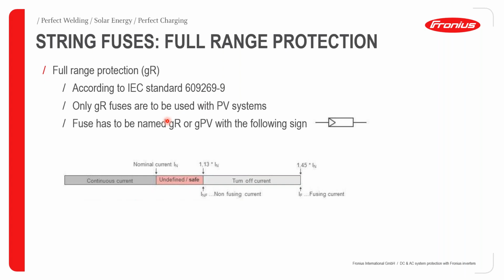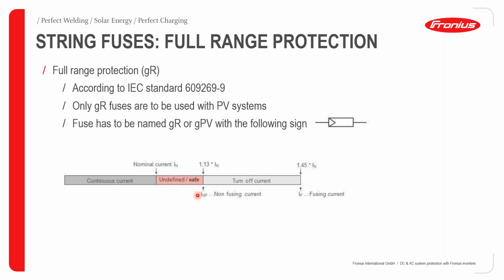So it is of course recommended that only gR fuses are to be used. gR rated fuses are to be used for PV systems. And then of course, in order to make sure of this, please look out for fuses that have this logo or tagged gR or gPV, of course followed by this sign, that's the PV icon. Please ensure that the fuse you use for PV systems follow these recommendations as given.